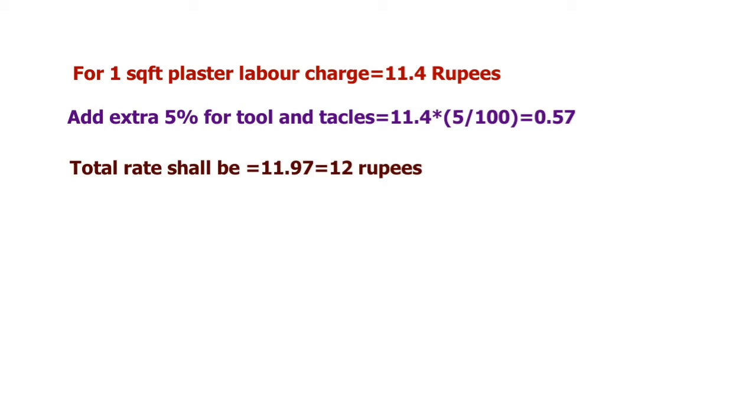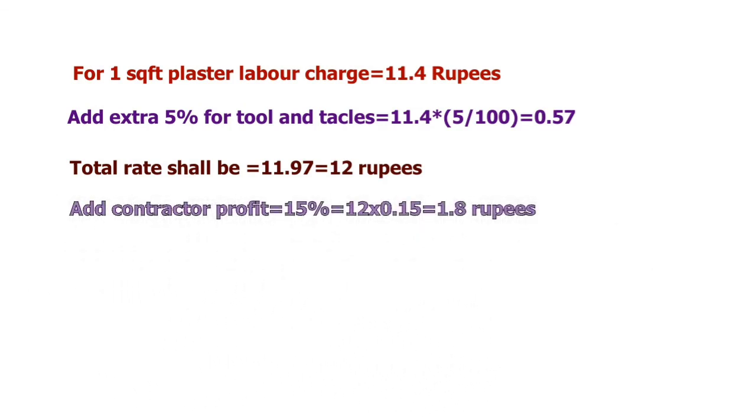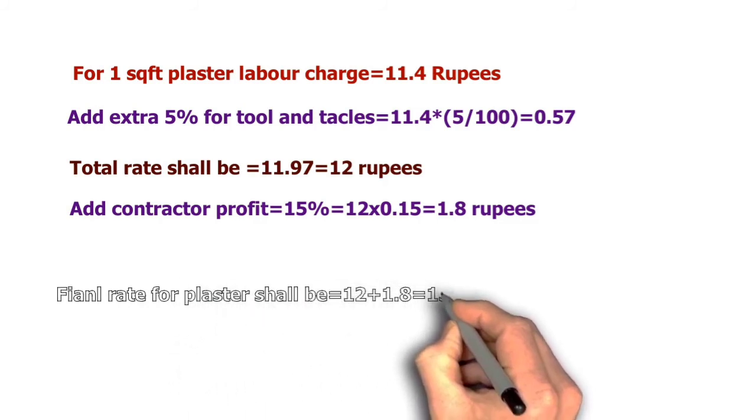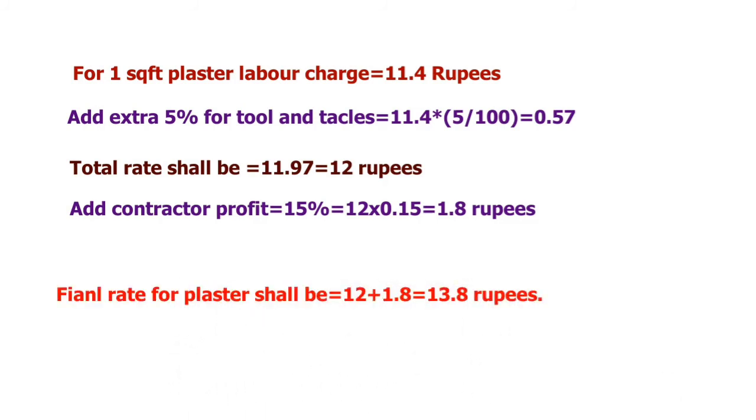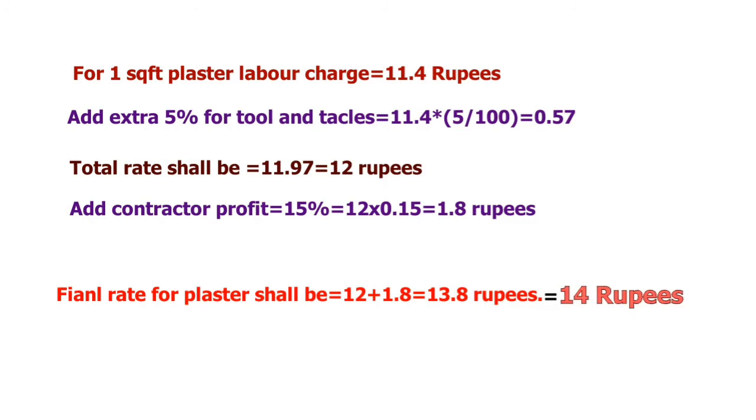Now we will have to add 15% contractor profit. You can change it to your own percentage of profit. So it will become 1.8 rupees. So the final rate for plaster shall be 12 plus contractor profit, which is 1.8, equals 13.8, or it will become approximately 14 rupees. This is the final rate for plastering.